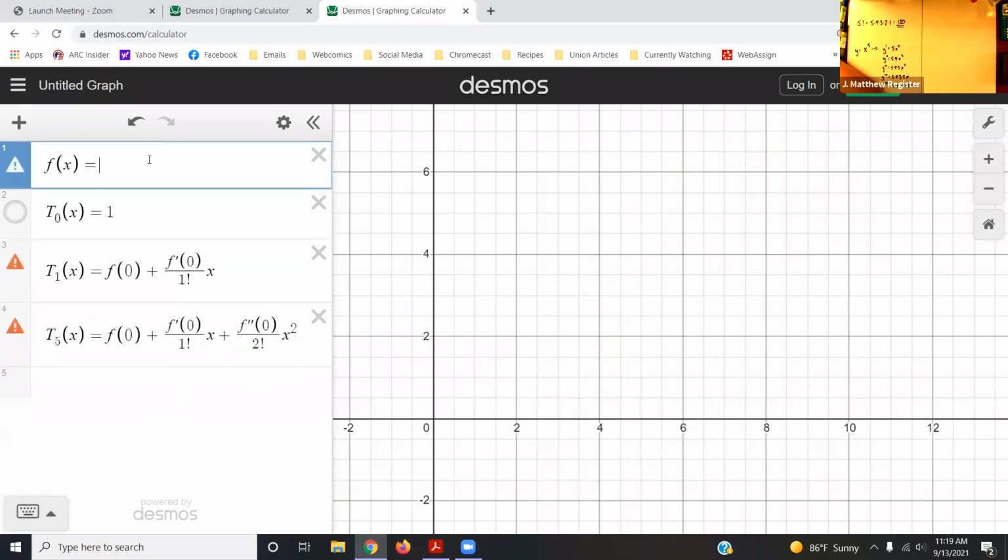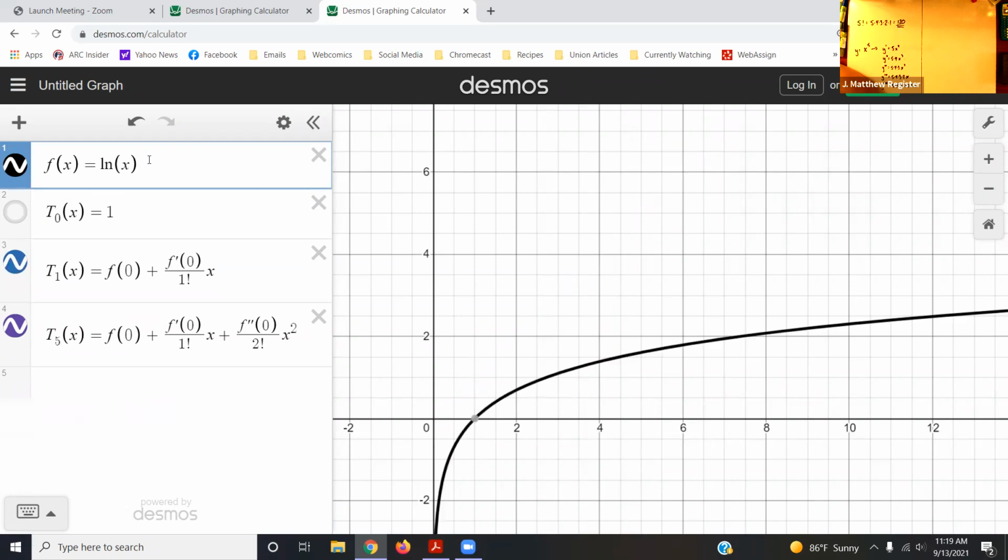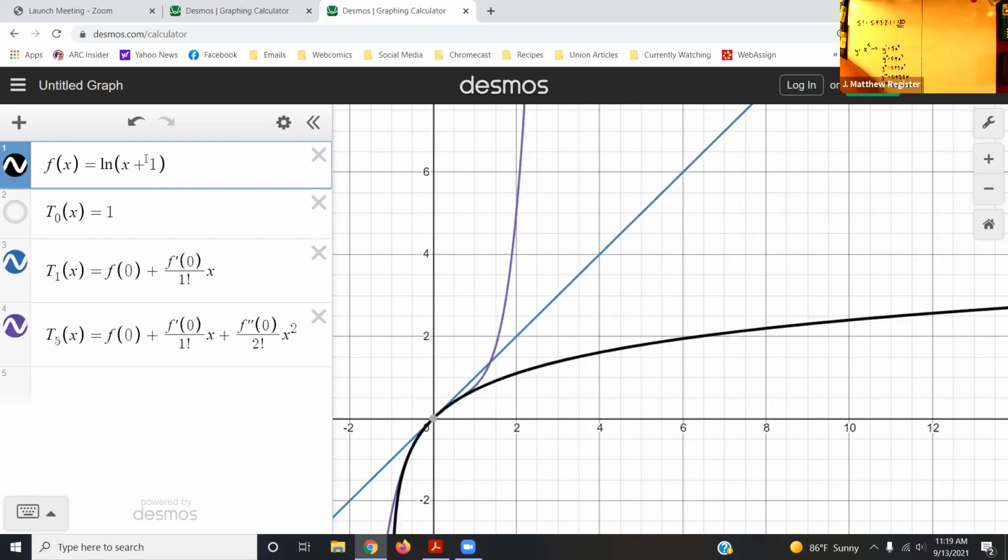Natural log, it should not work for because it's undefined at 0. But if we made this a natural log of x plus 1, well, now we've got this purple curve matching up with our starting curve. And so here's our degree 5 Taylor polynomial. We don't need that one.